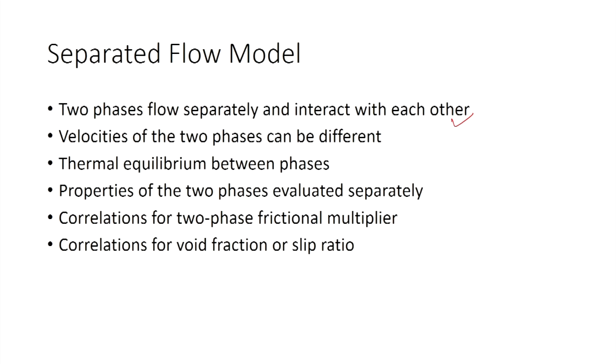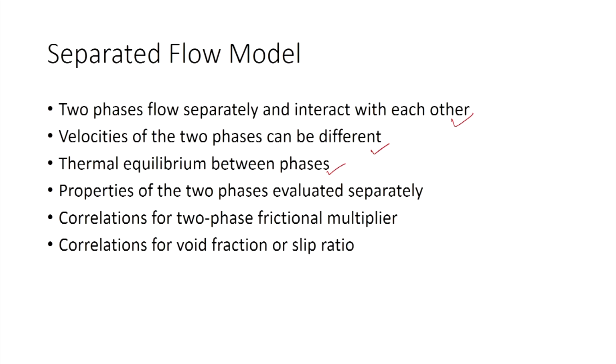So, the velocities of the two phases can be different, but thermal equilibrium between the phases is assumed. That means, if the two phases are liquid and gas phases of the same substance, for example, water and steam, then both will be at the saturation temperature corresponding to the local pressure. The properties of the two phases are evaluated separately. So, if they are a liquid-vapor mixture of the same substance, then the properties can be evaluated based on the pressure, and the properties of liquid will be those of the saturated liquid, properties of the gas will be those of the saturated vapor.